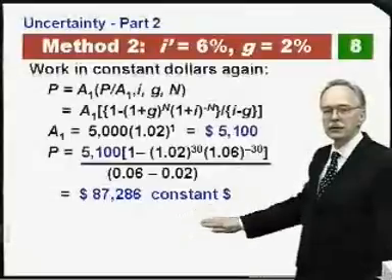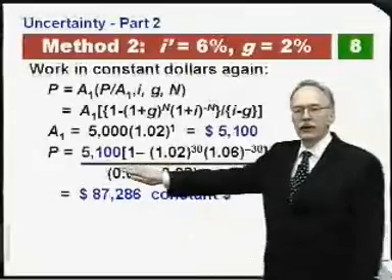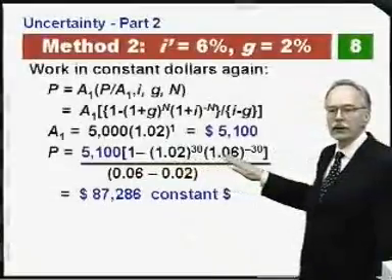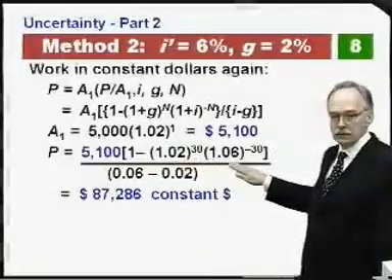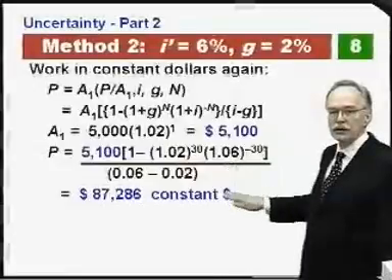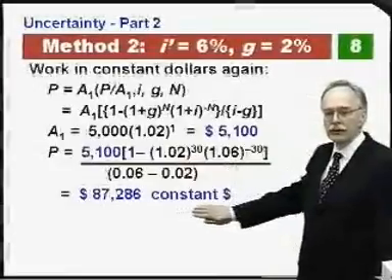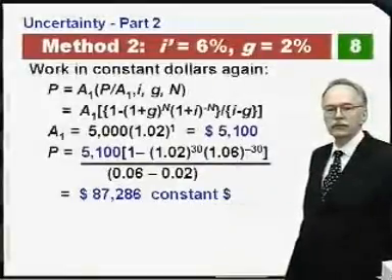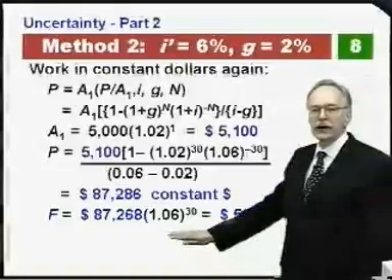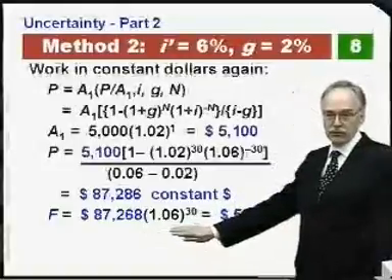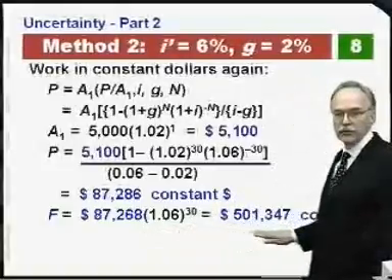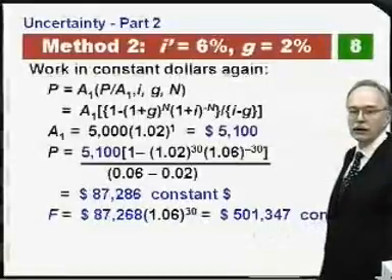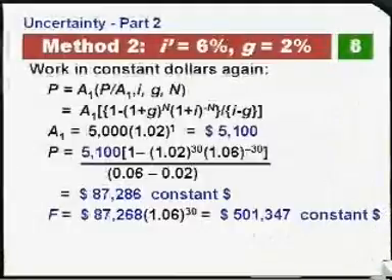That's in constant dollars. So the 5,100 is growing at 2%. Our investments are growing at 6%. So then the present worth of all of those deposits is measured in constant dollars. We can find the future value of that, use the real interest rate, 6%. We get a future accumulation of a little more than $500,000. And again, that's in constant dollars.